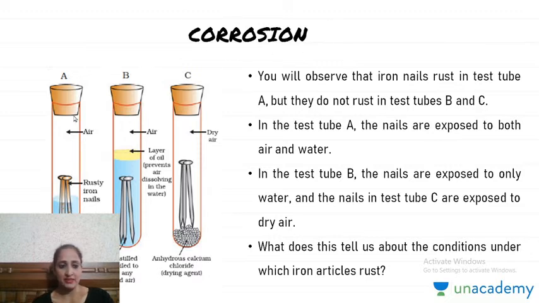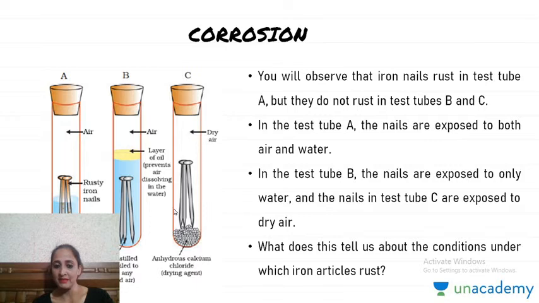In test tube A, we took nails and we put water. We closed the cork, but there is air. So water and air both are present. In test tube B, we took the iron nails and we put lots of oil on it. Why oil? So that there is no contact of these nails with the air. So there is no air.